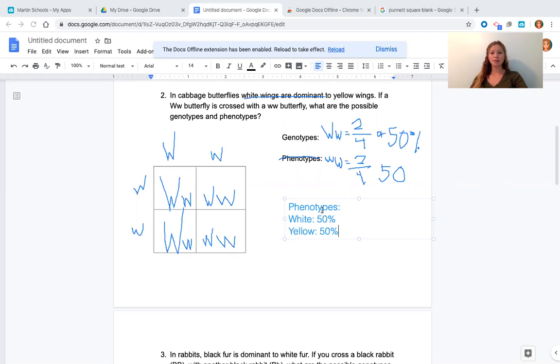Okay, so possible genotypes are here, what my genes would look like. Phenotypes are physical characteristics, what I'm actually going to see when I see the butterfly, 50-50. Okay, so if these 2 types of butterflies crossed, we have a 50% chance of them being white-winged and a 50% chance of them being yellow-winged. All right, let's move on to number 3.